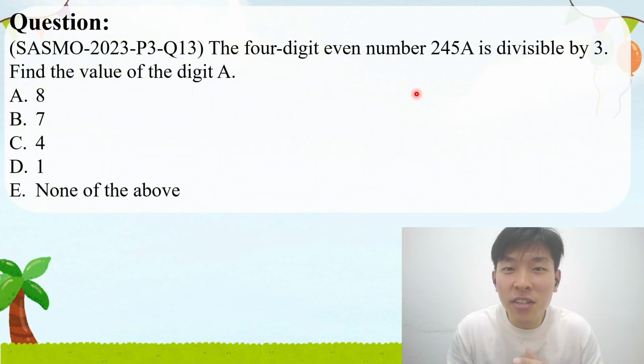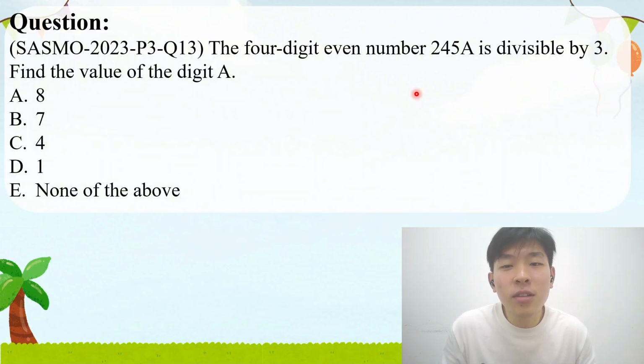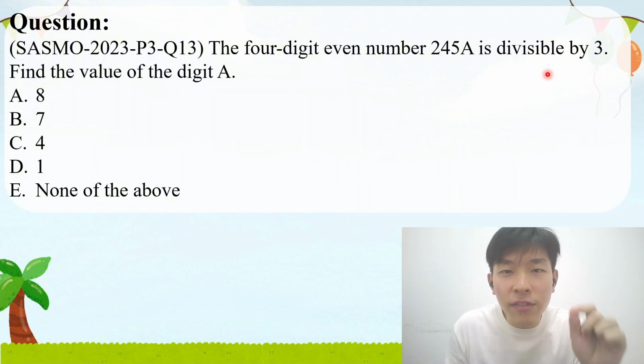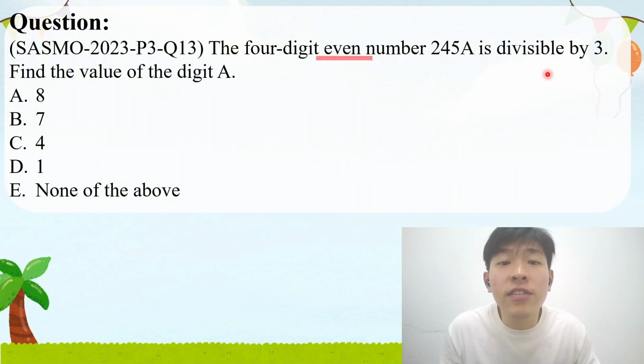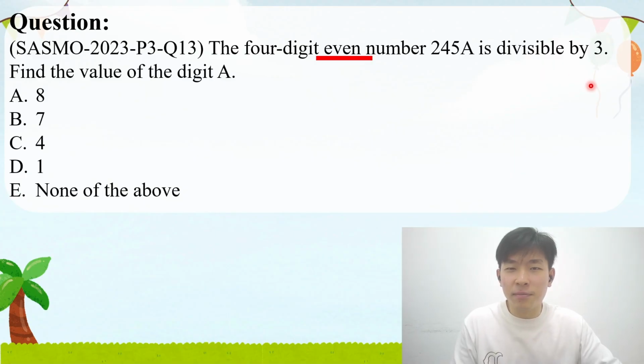Now, this is a question from StatsMo 2023. So the four-digit even number 2458 is divisible by 3. Find the value of the digit 8. Now, this 2458 is a four-digit even number. So what does this mean? The question also gives us some answer options: 8, 8, 7, 4, 1, and none of the above.